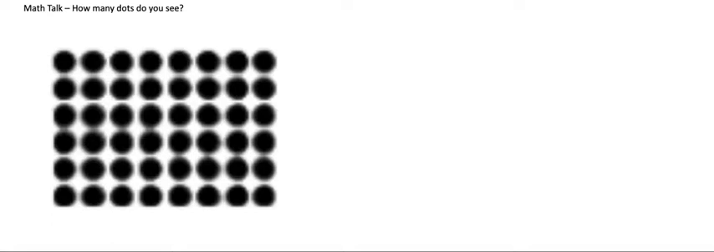All right. So what we have here is an array. It has rows and columns. Now, an array is used when we are talking about multiplication. But I want you to try to figure out how many dots there are. Try your hardest not to count the dots one by one.